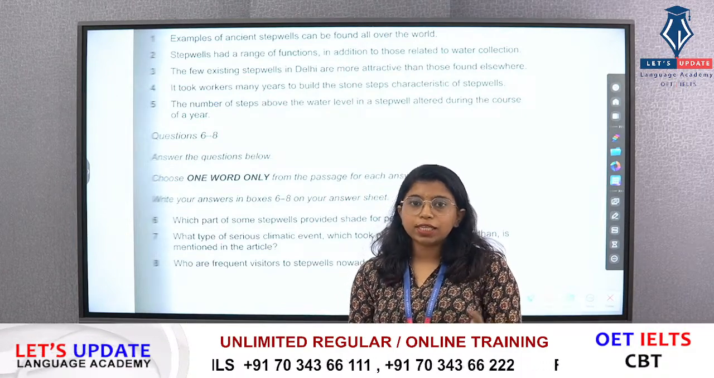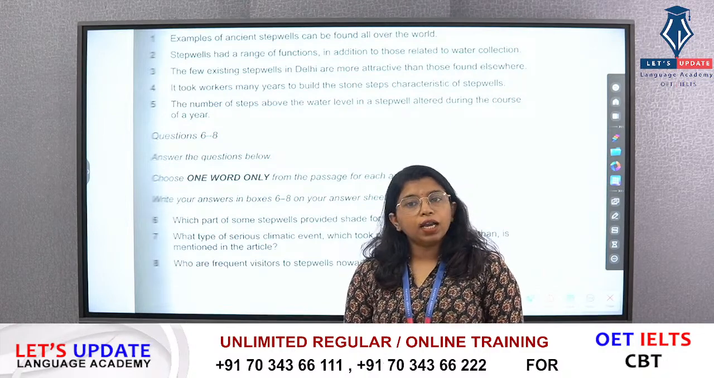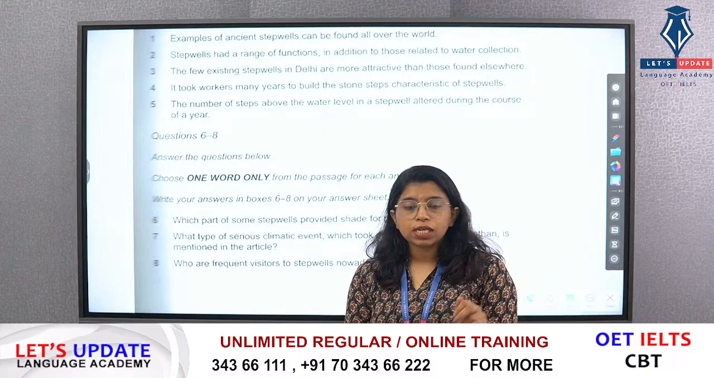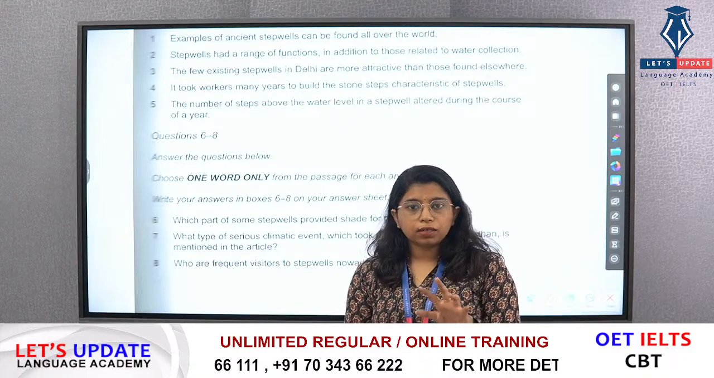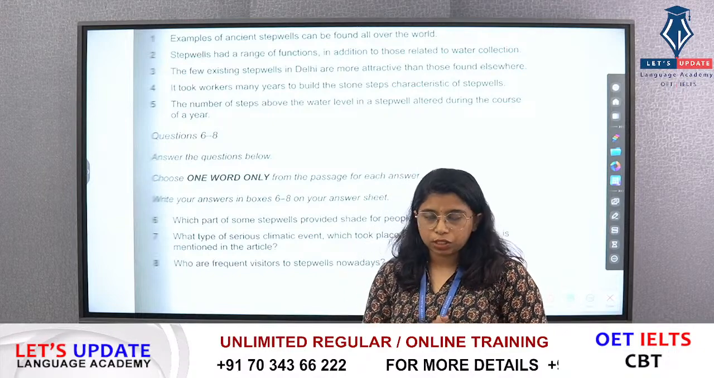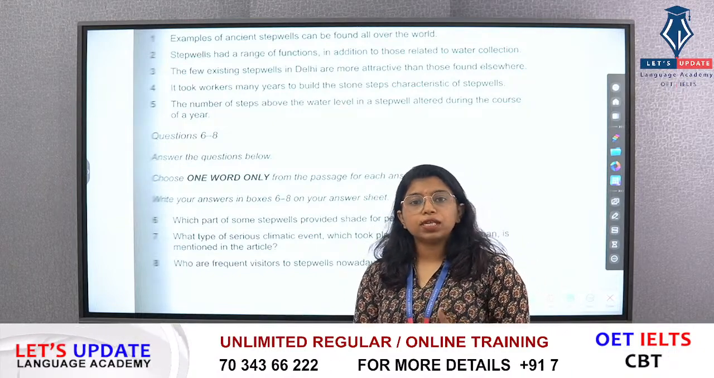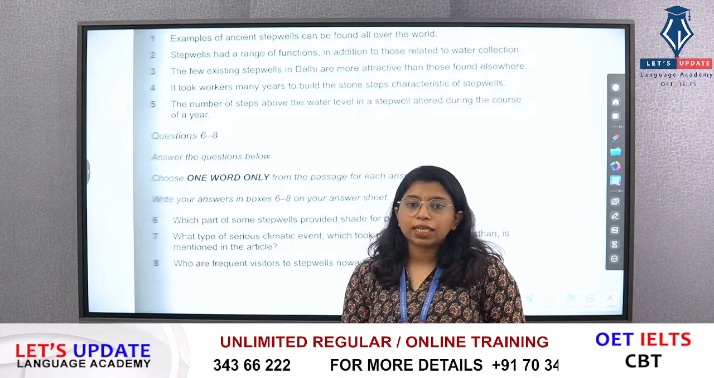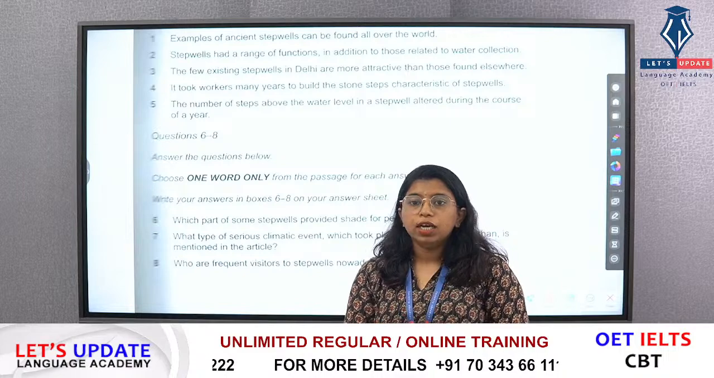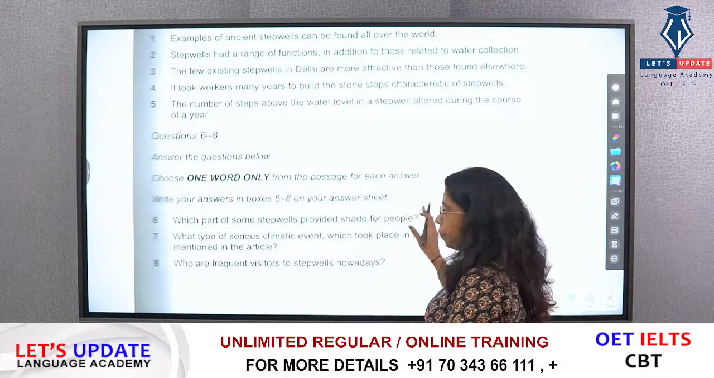For academic candidates, it will be 3 passages, and for general candidates, it will be 3 sections with 5 passages: 2 each in section 1 and section 2, and for section 3 it will be a lengthy passage. So you can apply different strategies like skimming, scanning, detailed reading, and reading for inferences to get the correct answers. So we'll move to the passage.